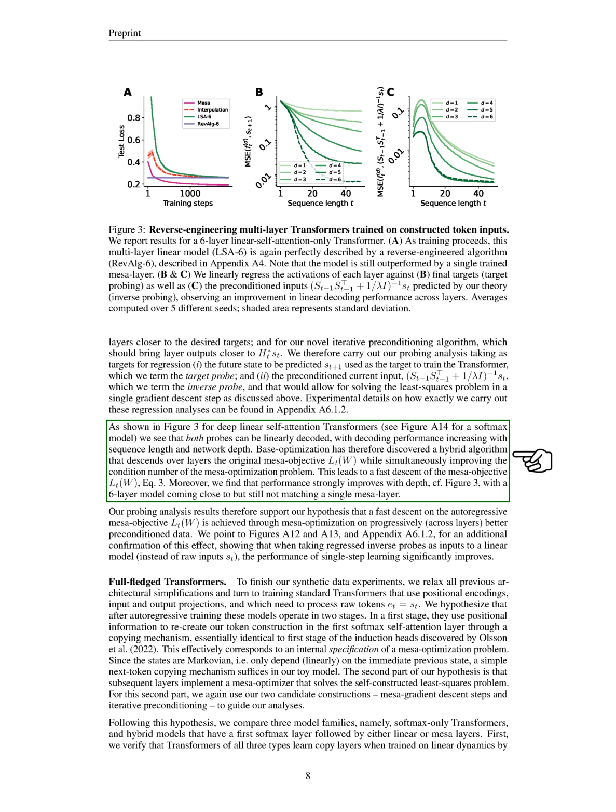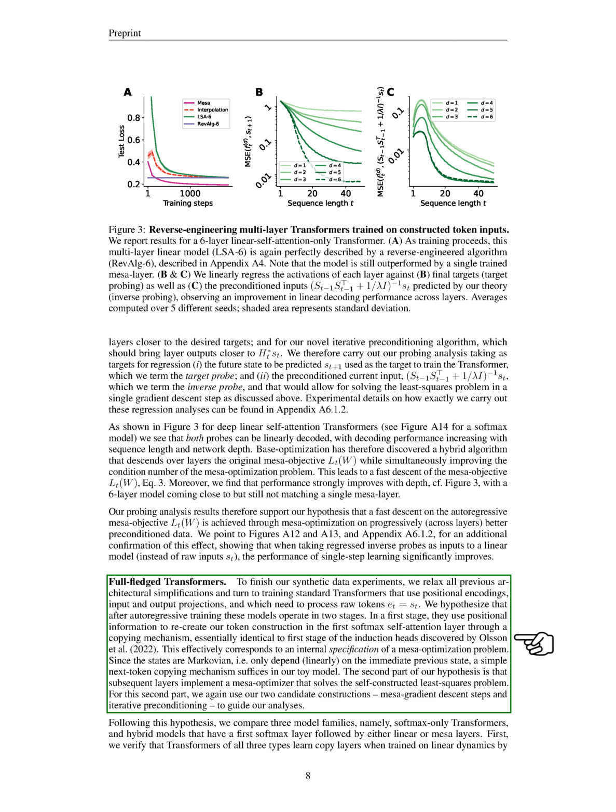Now, let's move on to full-fledged transformers. We've relaxed all previous architectural simplifications and trained standard transformers that use positional encodings, input and output projections, and process raw tokens. We believe that after autoregressive training, these models operate in two stages.